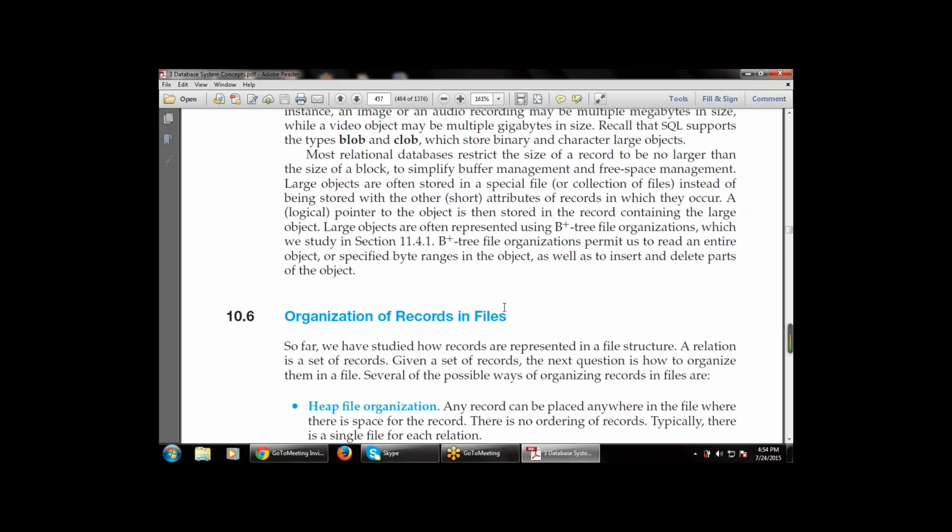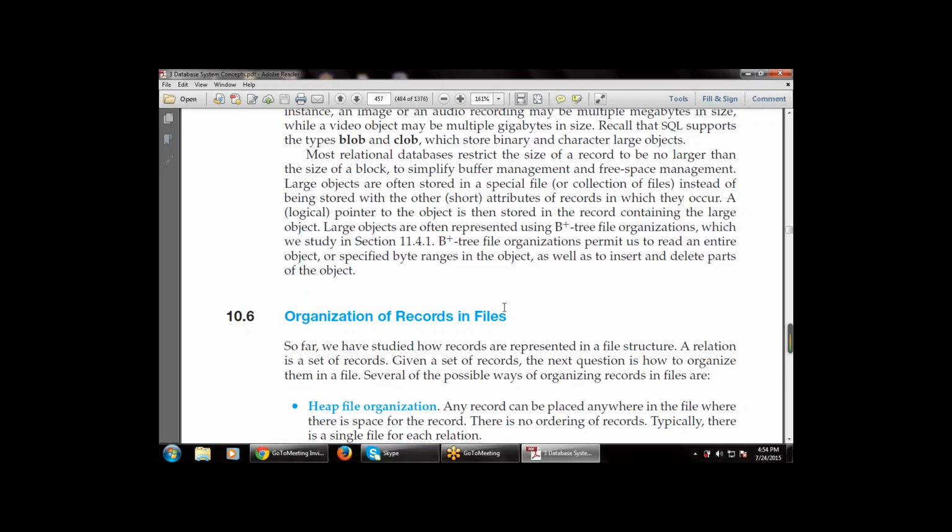So far we have studied how records are represented in a file structure. A file is a collection of records, or a collection of information. A relation is a set of records. That is, a table is a set of records, so we can call the table a relation. Given a set of records, the next question is how to organize them in a file.